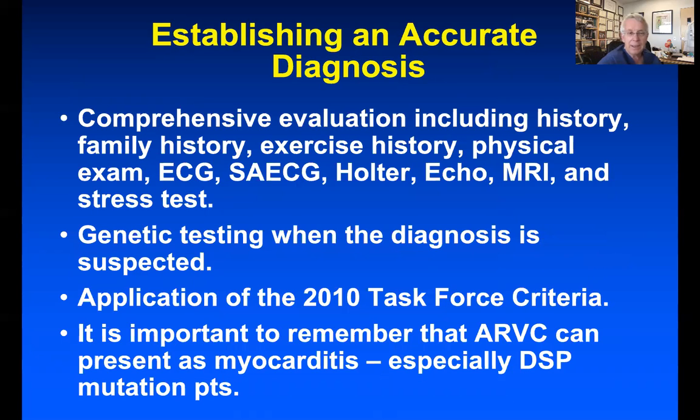When it comes time to making the diagnosis, there's a number of tests. You have to look at the history, physical exam, exercise history, EKG, Holter, echo, MRI. We don't believe in stress tests much. Genetic testing is very useful when you suspect the diagnosis. And again, we rely on the 2010 diagnostic criteria. It's also important to remember that ARVD or ARVC can show up as myocarditis, chest pain, and troponin leaks, particularly in patients with a certain kind of mutation called desmoplakin.